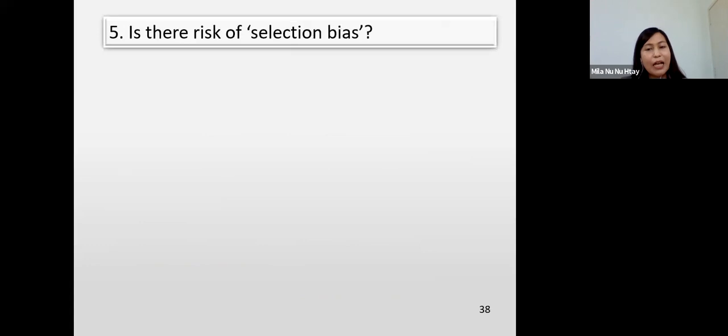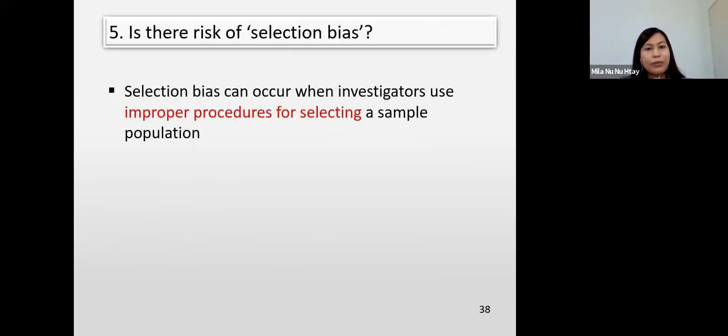Okay, another one is we need to consider the bias as well. So probably selection bias: if we do not select the respondents properly from the defined population, it can lead to bias. So we would suggest using probability sampling, random sampling from the population.